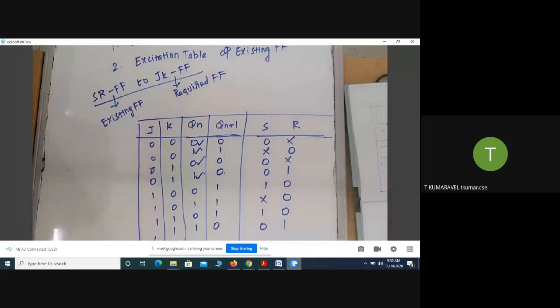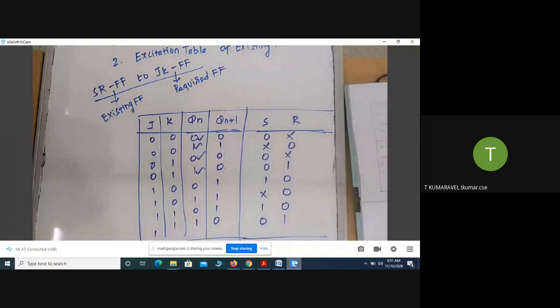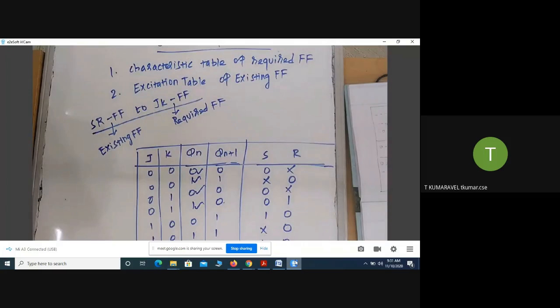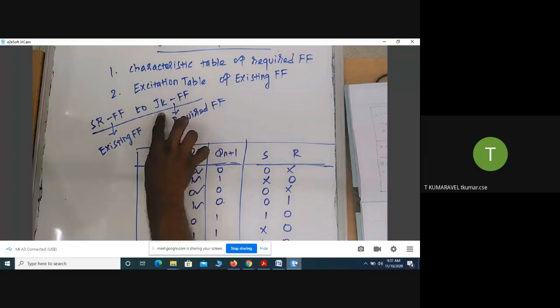They give one flip flop, and then they will ask you to convert it to the required format. The question is given as an SR flip flop, and you want to convert it to a JK flip flop. In order to do the conversion, you should follow two procedures. One, you need the characteristic table of the required flip flop, and second, you need the excitation table of the existing flip flop. In the given question, which one is the existing flip flop and which one is the required flip flop? The required one is the conversion target. This one is the required, this one is the existing.